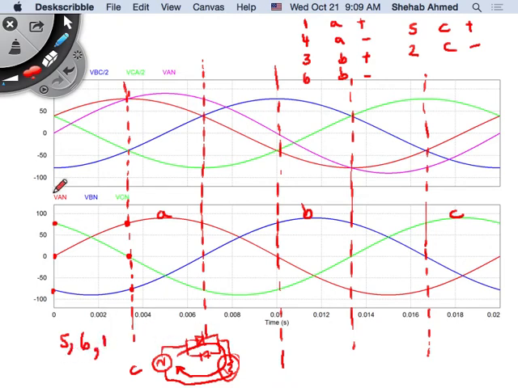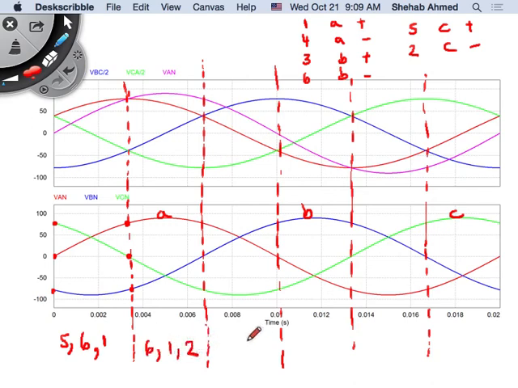So now, how about the rest of the slots? Can somebody help me fill in which diodes would have been conducting? If all the devices were diodes, which devices are conducting in this zone? 1, 6, 2. Exactly. So it's 6, 1, and 2. How about here? 1, 2, and 3.